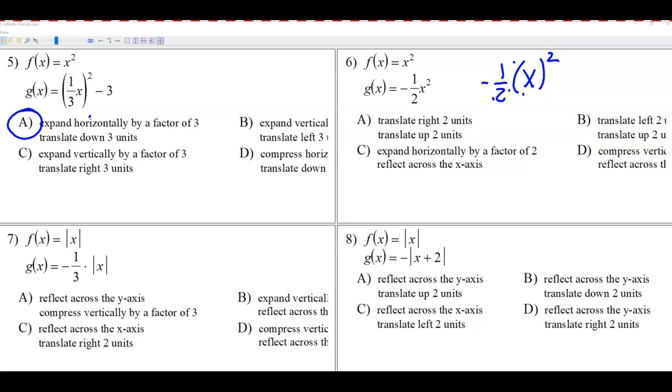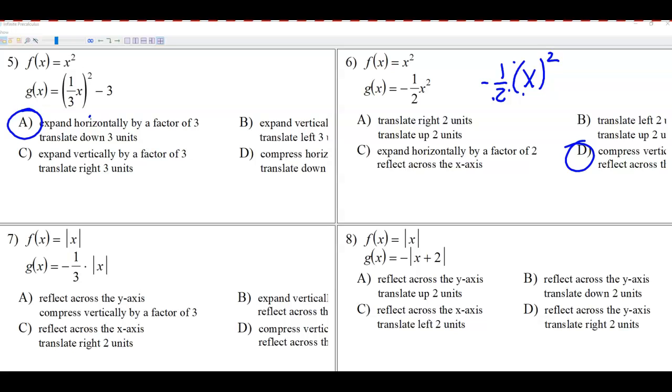All right, Lily's not with us today, but let's try. Crystal, what did you guys get for number 6? Which one? D as in dog? Compress vertically and reflect across the x-axis. I agree.